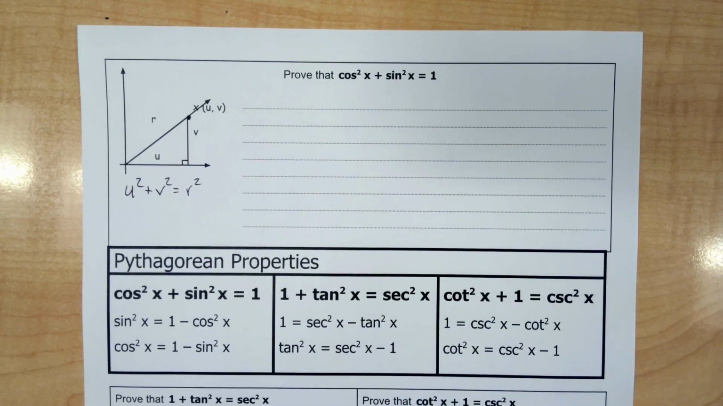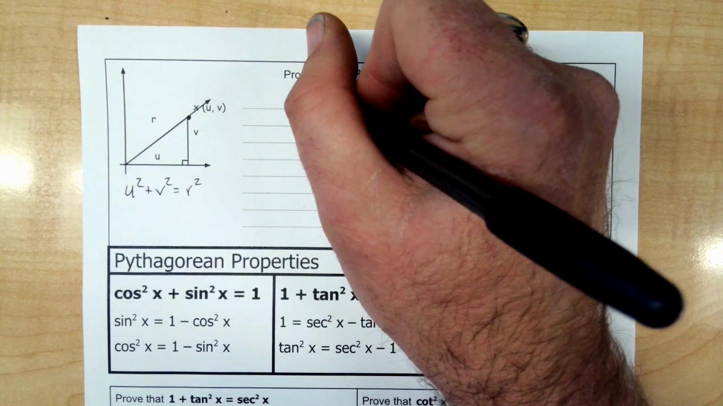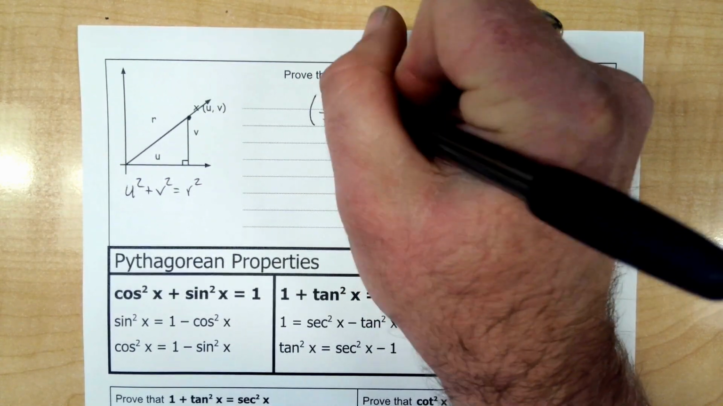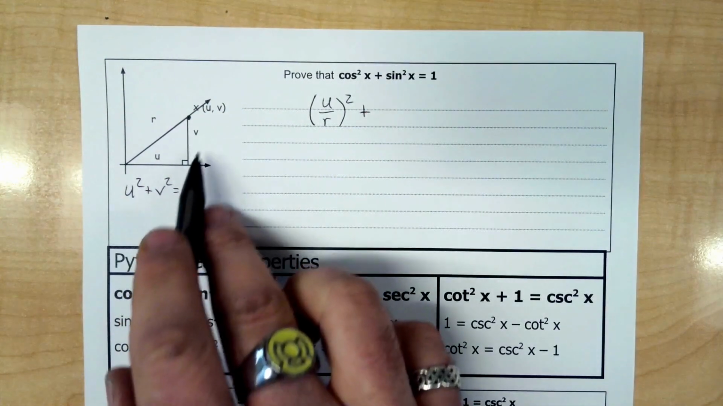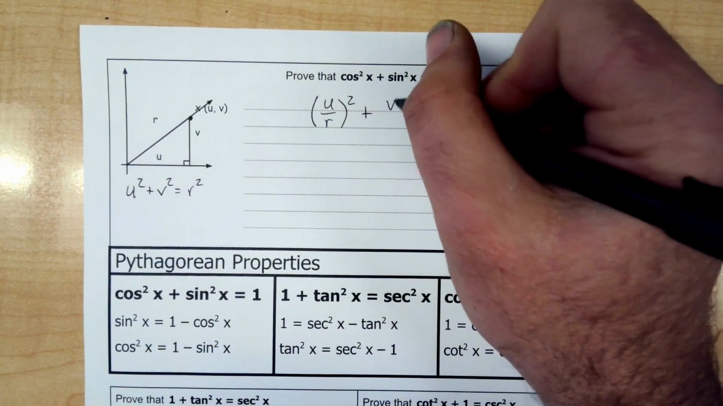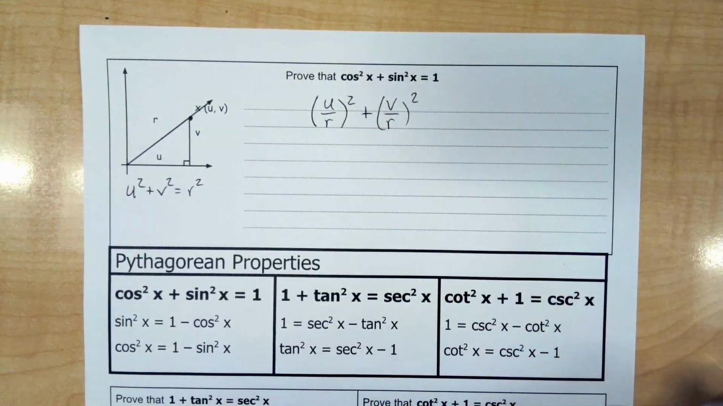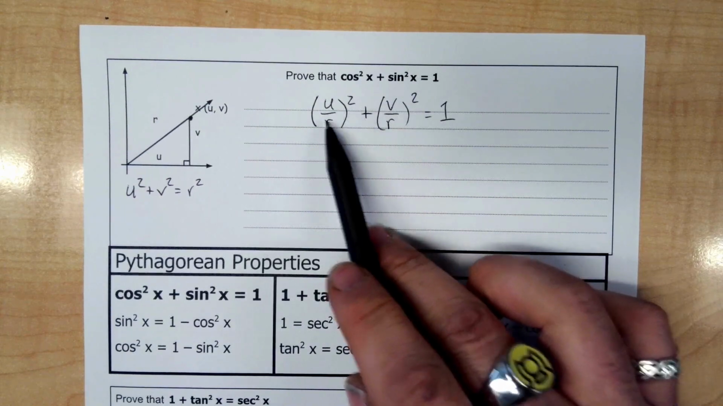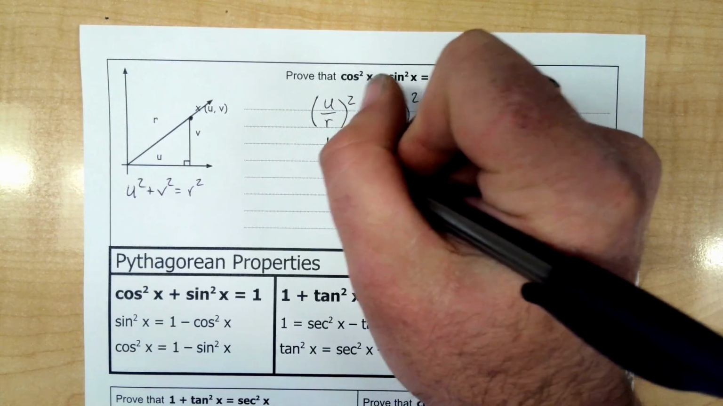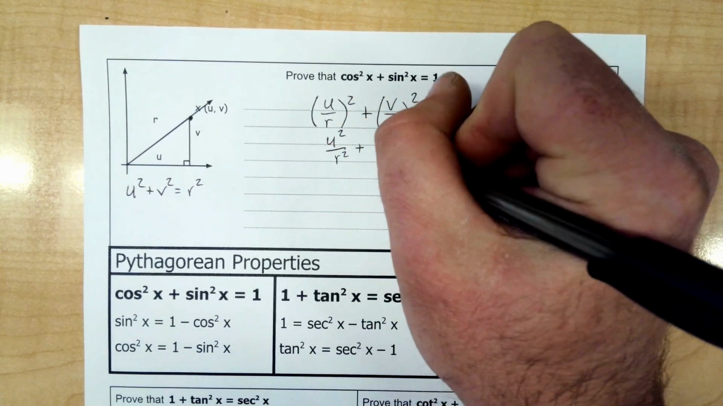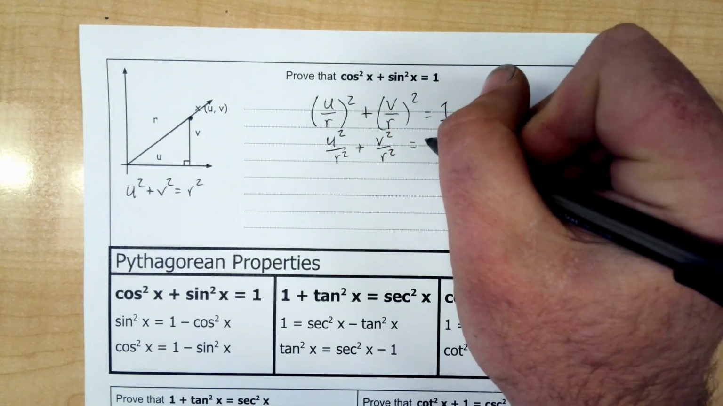So we need to prove that cosine squared plus sine squared equals 1. Well, cosine, according to the variables that we're given here, is going to be adjacent over hypotenuse. So we can call that u over r, squared. And then the sine is going to be the opposite over the hypotenuse, or v over r, squared. And that should equal 1. Remember, when you have exponents over fractions, both the numerator and the denominator get the exponent. So we're really talking about u squared over r squared plus v squared over r squared equals 1.